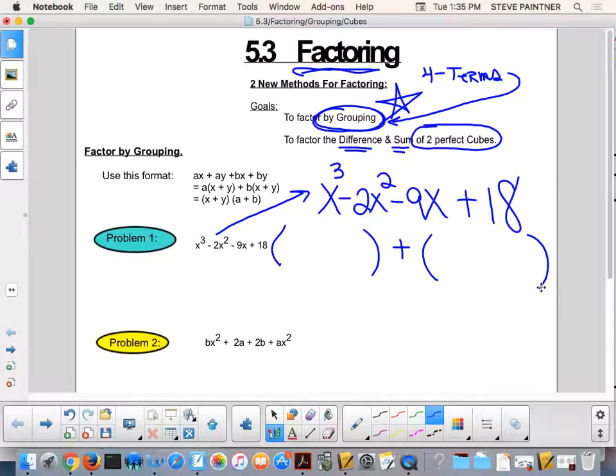Could I have done this? Watch my hands. Could I have done these two? Yeah. They share what? X. How about these two? They share 2. So you have options. Okay. Since Ethan spoke first, I'll go with his option.